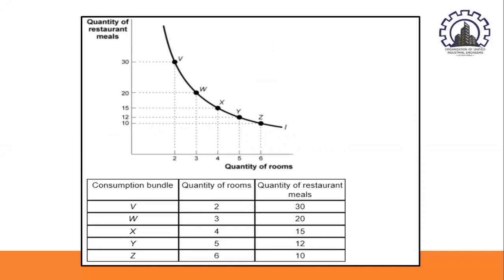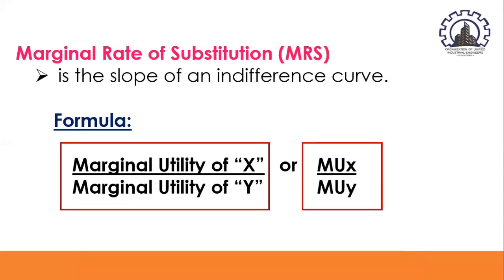As you can notice, this is a different example of an indifference curve. You have the consumption bundles V, W, X, Y, Z, and the two goods being compared are the quantity of rooms and the quantity of restaurant meals. If you prepare a graphical presentation, that is how your indifference curve would look.